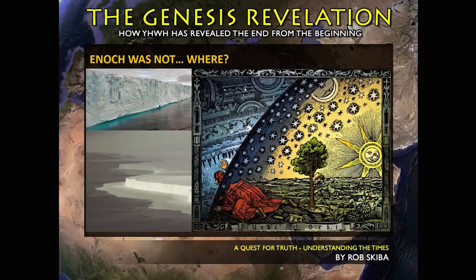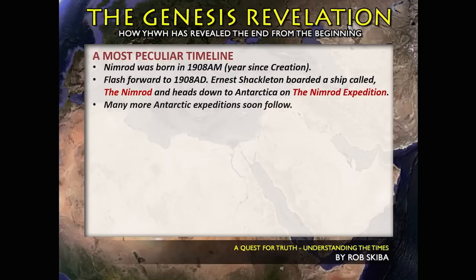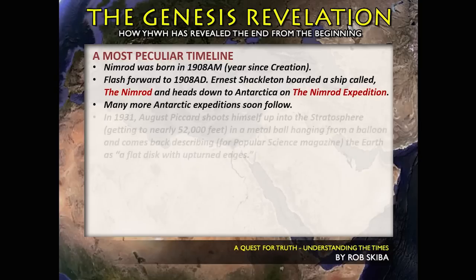So I started thinking, okay, what if Nimrod was trying to reach the firmament with this tall tower? Didn't work out. We know what happened with the Tower of Babel. So now they're trying to go out instead of up. Just speculation, but this is an interesting engraving somebody did in the 1800s of a prophet looking under the firmament wall. So, flash forward, Nimrod expedition. Many more Antarctic expeditions soon follow.